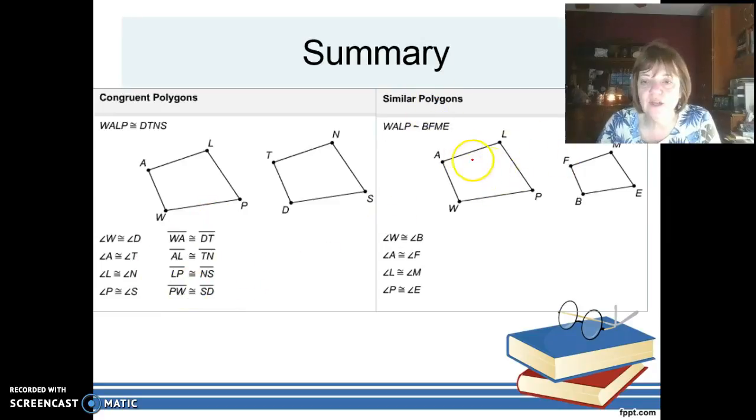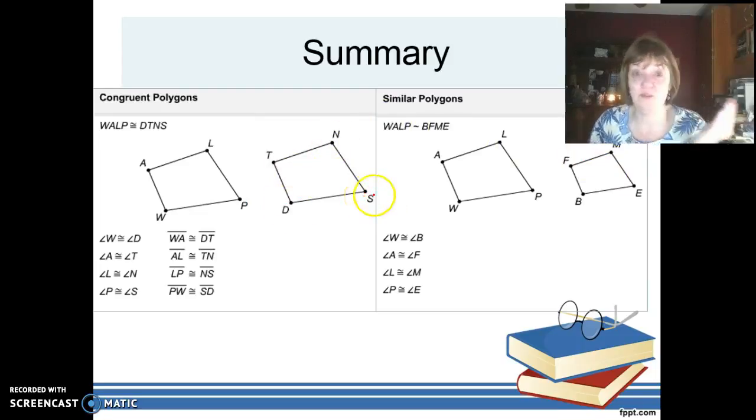Now over here, we've got these two polygons, and WALP, we got WALP back, but we got a new one comparing it, and it's a little smaller looking. So therefore, only its angles are the same. Only its angles are the same, not its sides. Like over here, it said the sides are the same. They're not. Now, if we know what the measures of the angles of BFME are, could we tell you what the angle measures are of TDNS? Oh, now that really makes the brain explode.